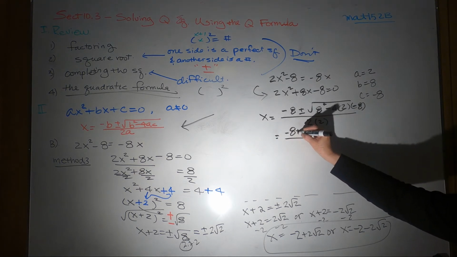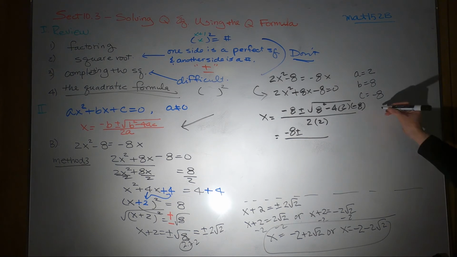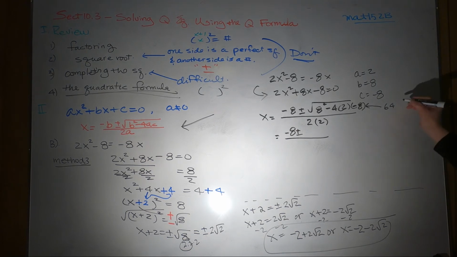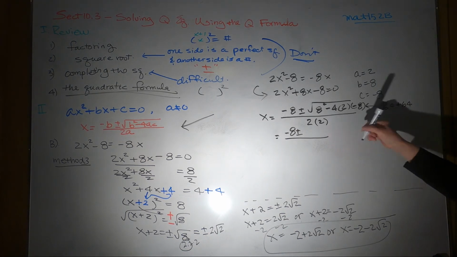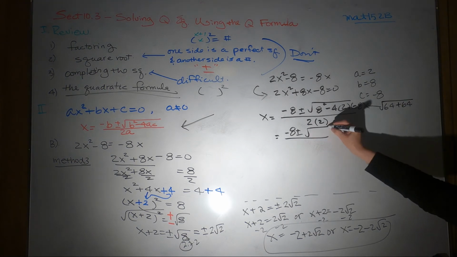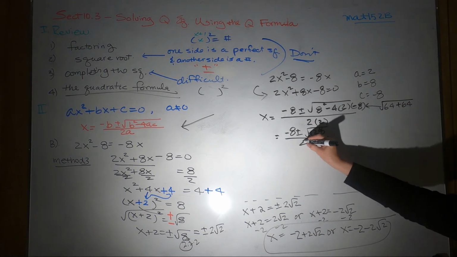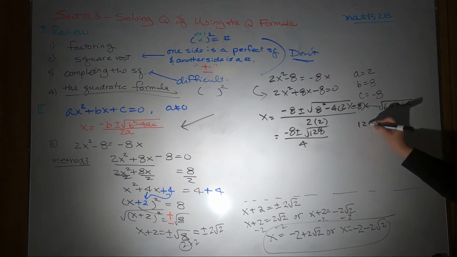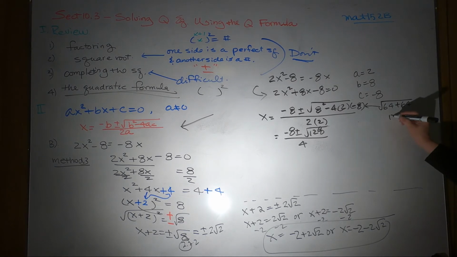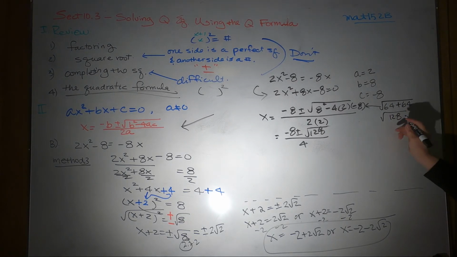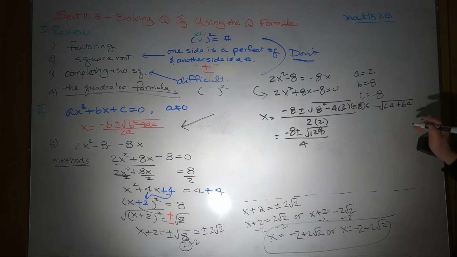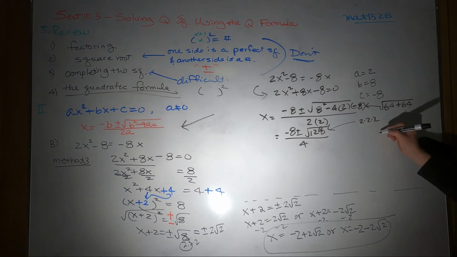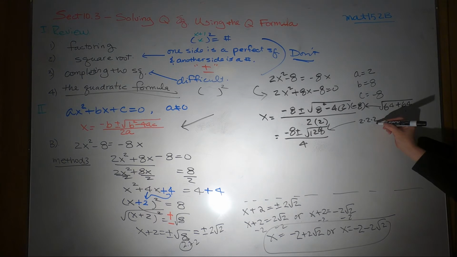Then what do we have? Negative 8 plus minus the square root of 64, right? Then 4 times 2 is 8, times negative 8 is negative 64, so 64 plus 64. Negative and negative becomes plus, right? That becomes 128 over 4. Then we need to simplify our 128. So you do your factor trees. So that would be 2 times 2 times 2, that would be 8.